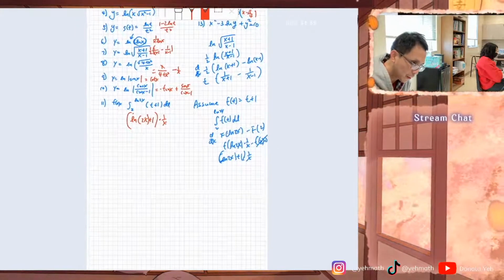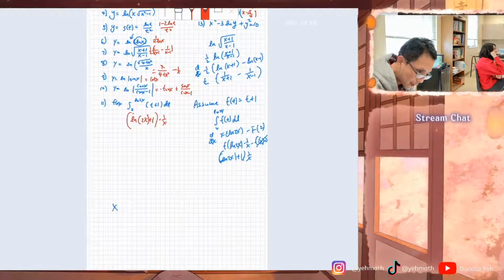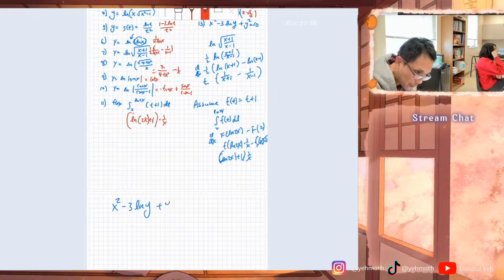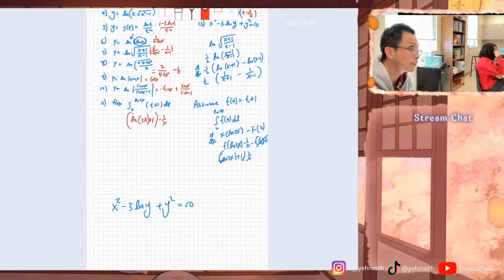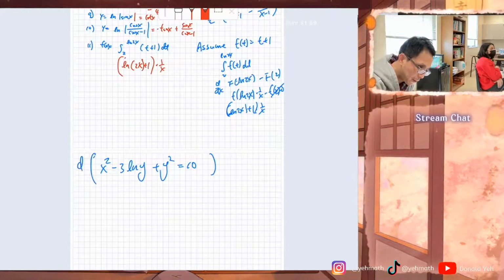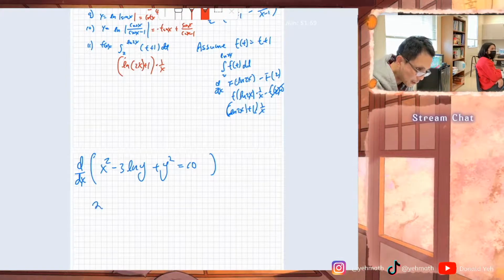Okay? So what we're going to do is we're going to write down the question. We're going to say, hey, let's take care of this. x squared minus 3 ln of y plus y squared is equal to 10. Let me go over it. d/dx of this.